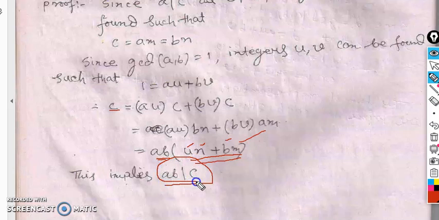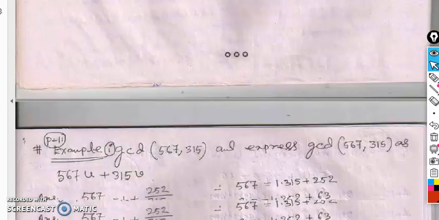Again, we repeat the concept: AB should be a divisor of C. And that's all for the proof. Move to another very important result in this discussion.